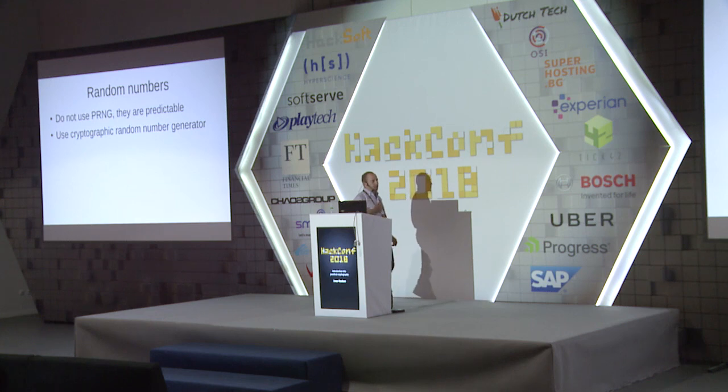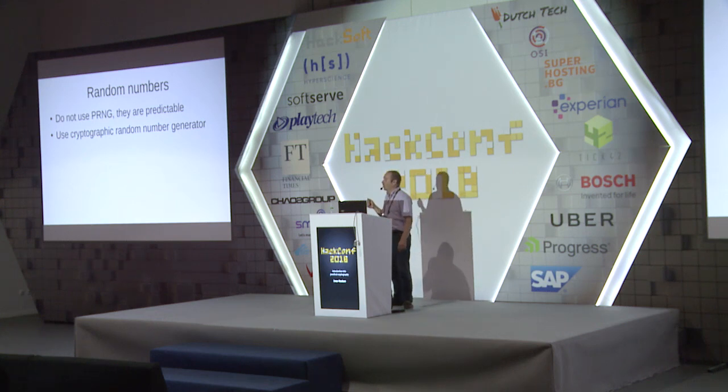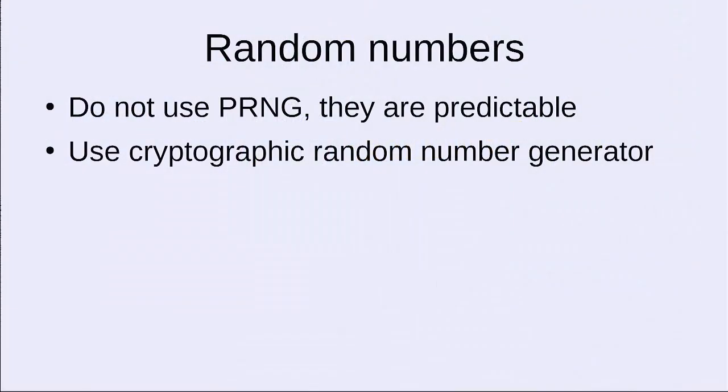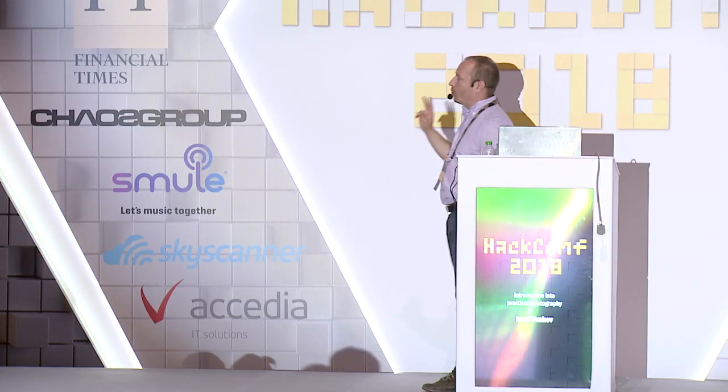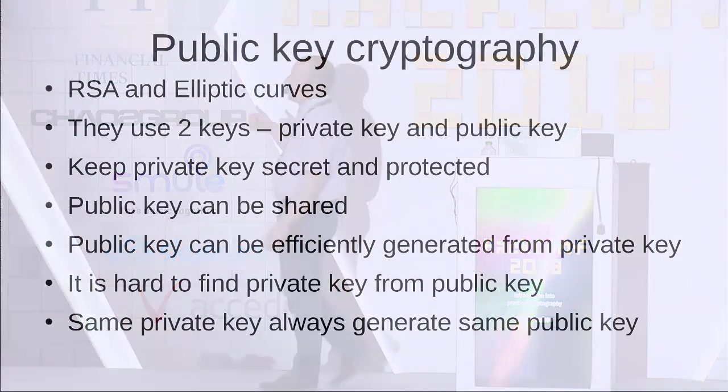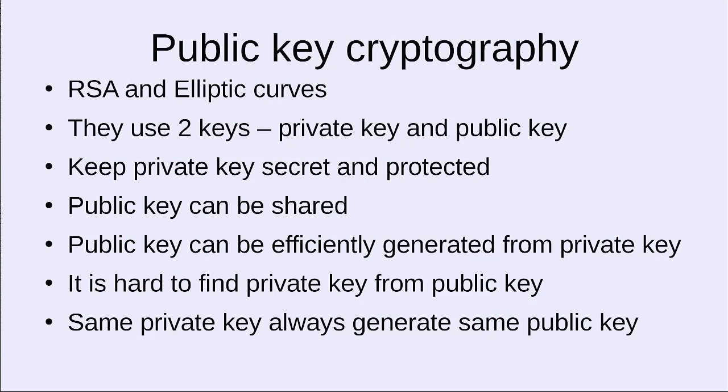But the last one, digital signatures and key exchange, cannot be solved efficiently using symmetric cryptography. We have to use asymmetric cryptography or public key cryptography. So what actually is public key cryptography? Right now, we have two main algorithms. One is called RSA, and the new one is called elliptic curve. And in general, in this type of cryptography, you have two keys, a private key and a public key.